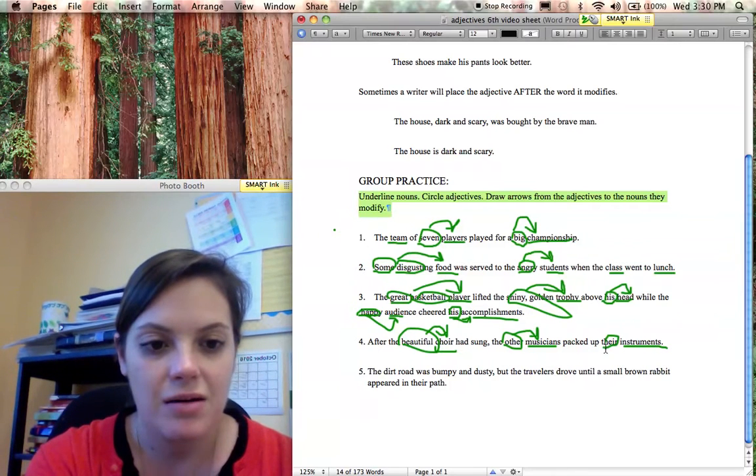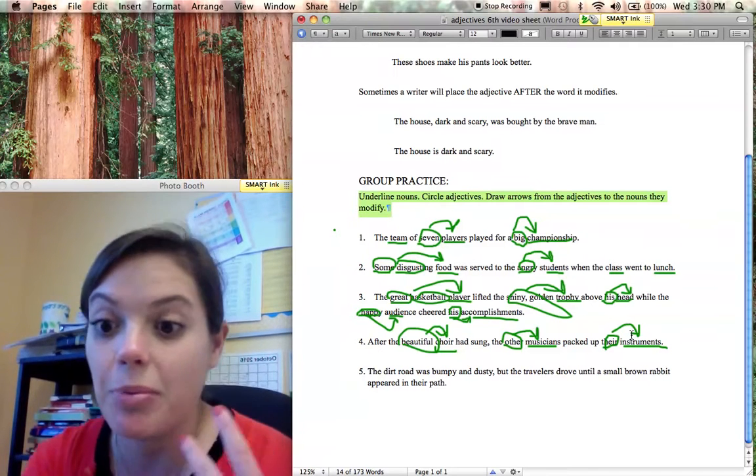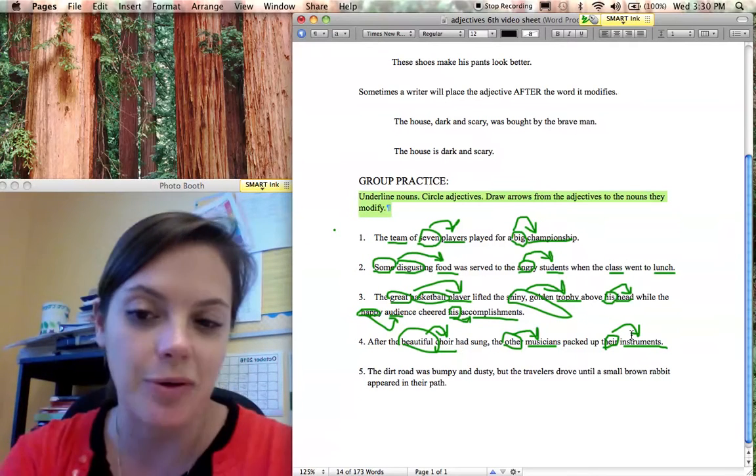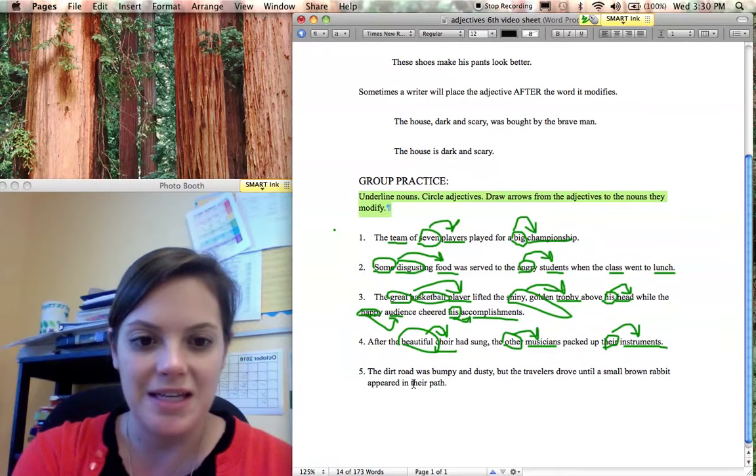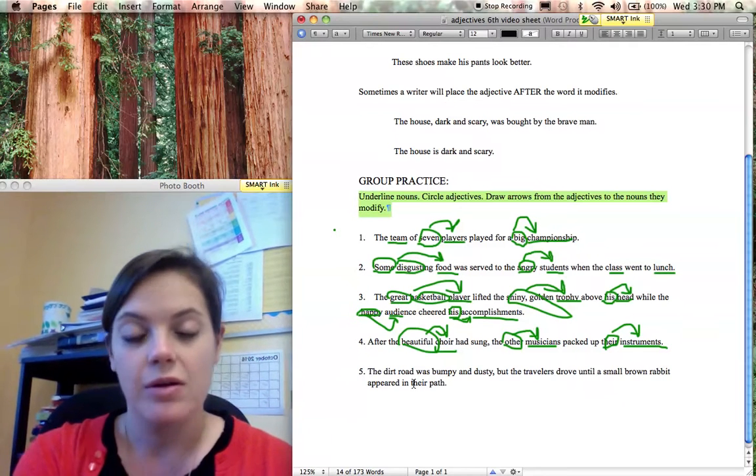And then their, telling me who those instruments belong to. So it's another one of those examples of a pronoun that can double up as a pronoun and an adjective. All right, number 5, the dirt road was bumpy and dusty, but the travelers drove until a small brown rabbit appeared in their path. Lots of stuff here.